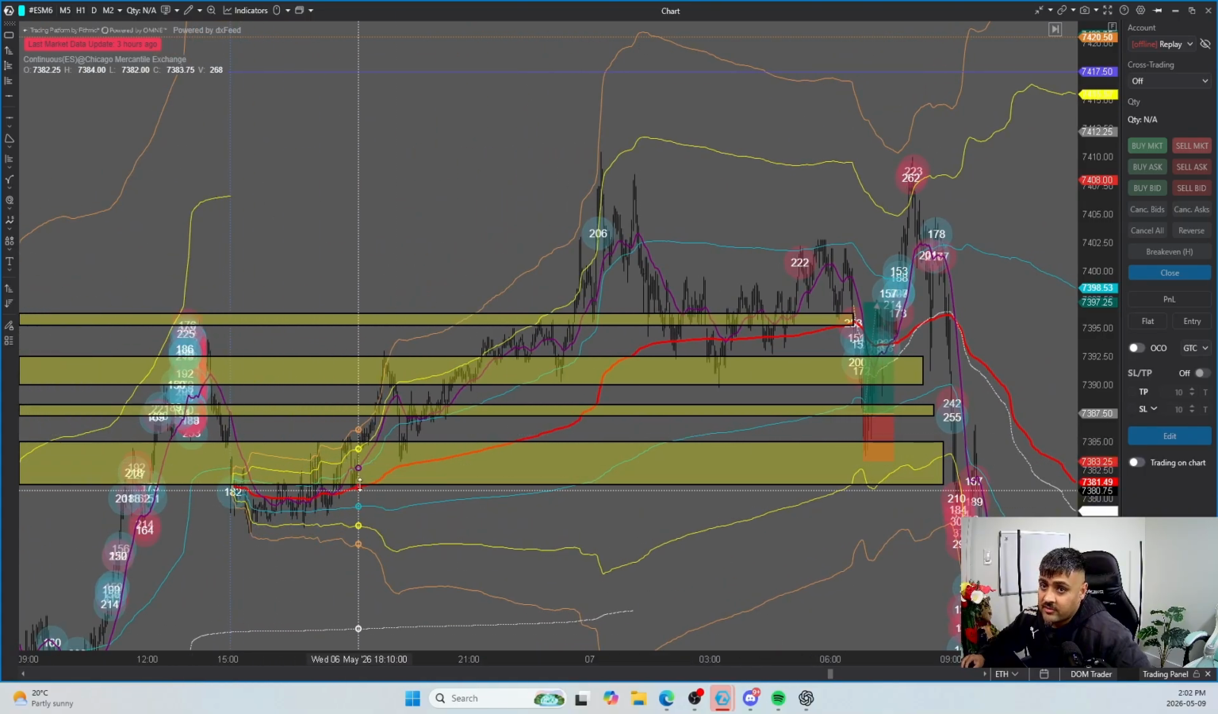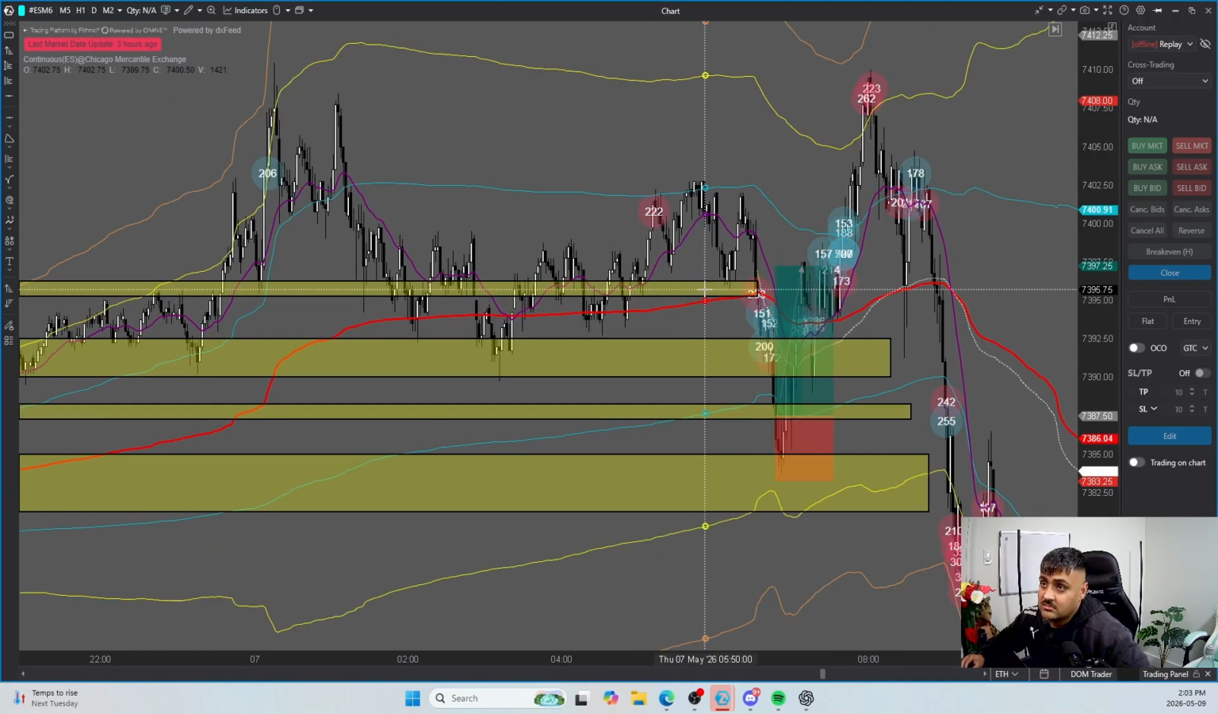Look at this area right here. There was a lot of business done here. You got big orders, a lot of orders up here, so I'm interested in this area. The red line is the VWAP. This is the New York VWAP, the white line. This is first deviation, second, third. First deviation, second, third.